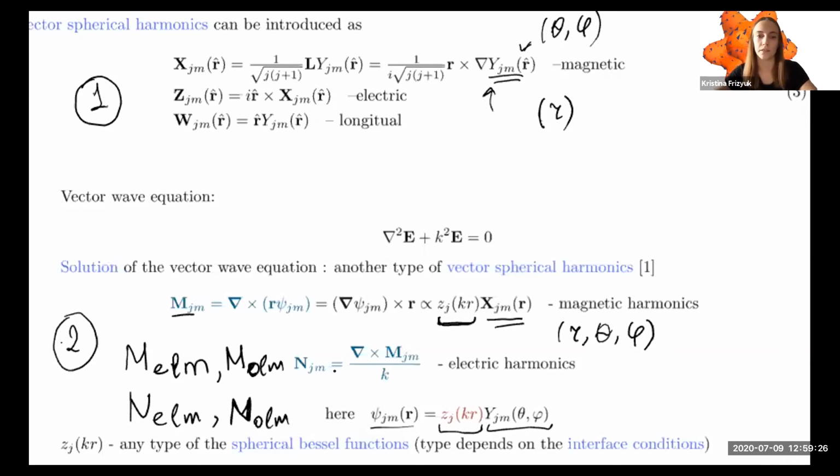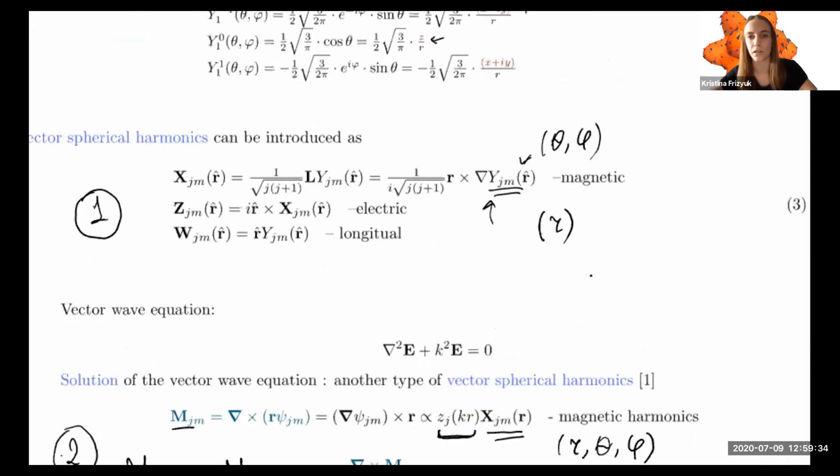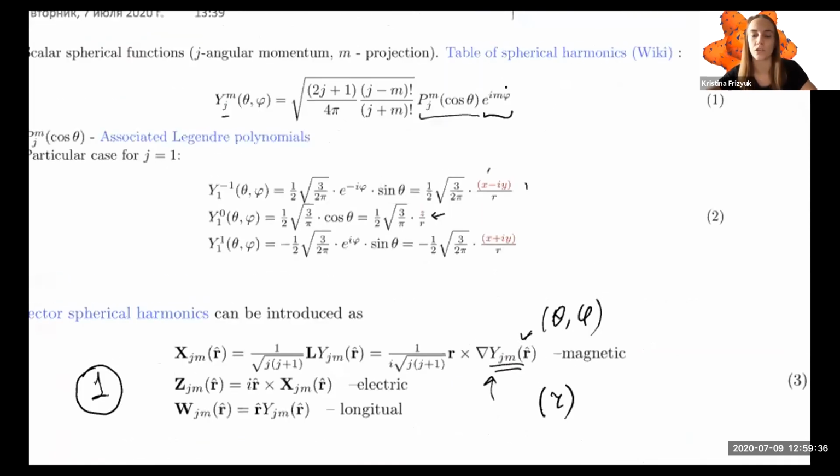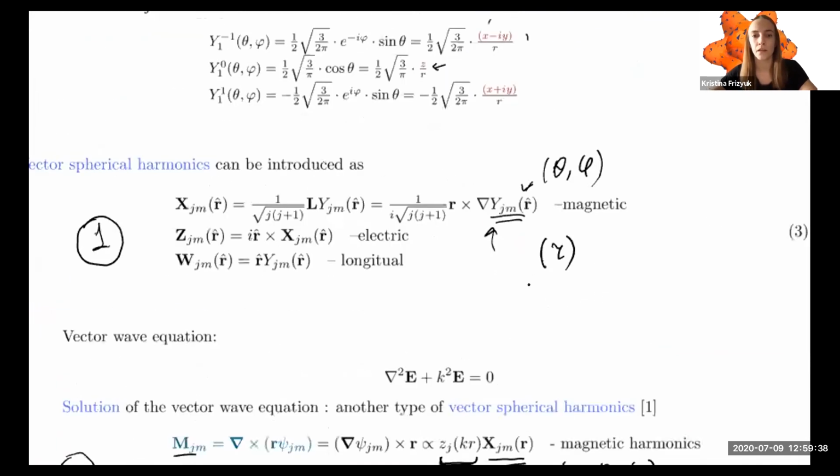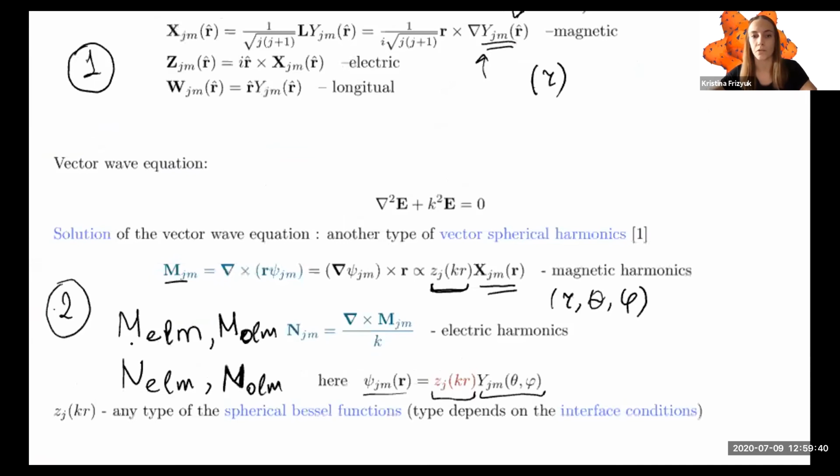But the connection between these kinds of harmonics is actually very simple, because I would like to remind you that spherical functions have the exponential term here. And if you introduce even and odd functions, instead of the exponential function, you have cosine and sine.